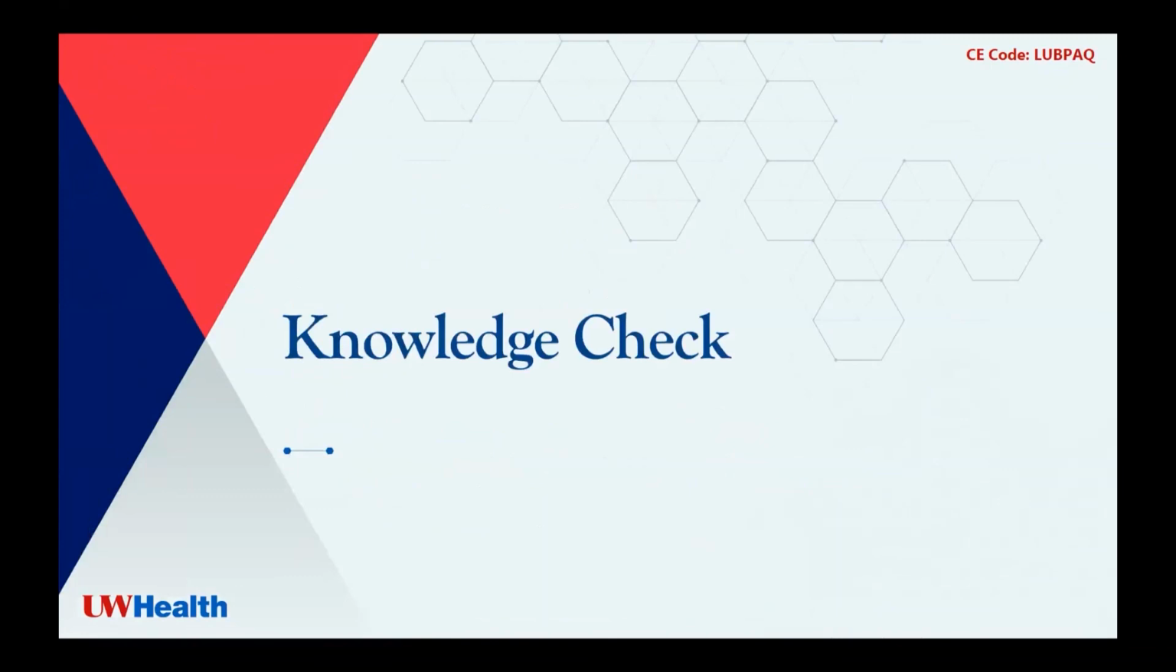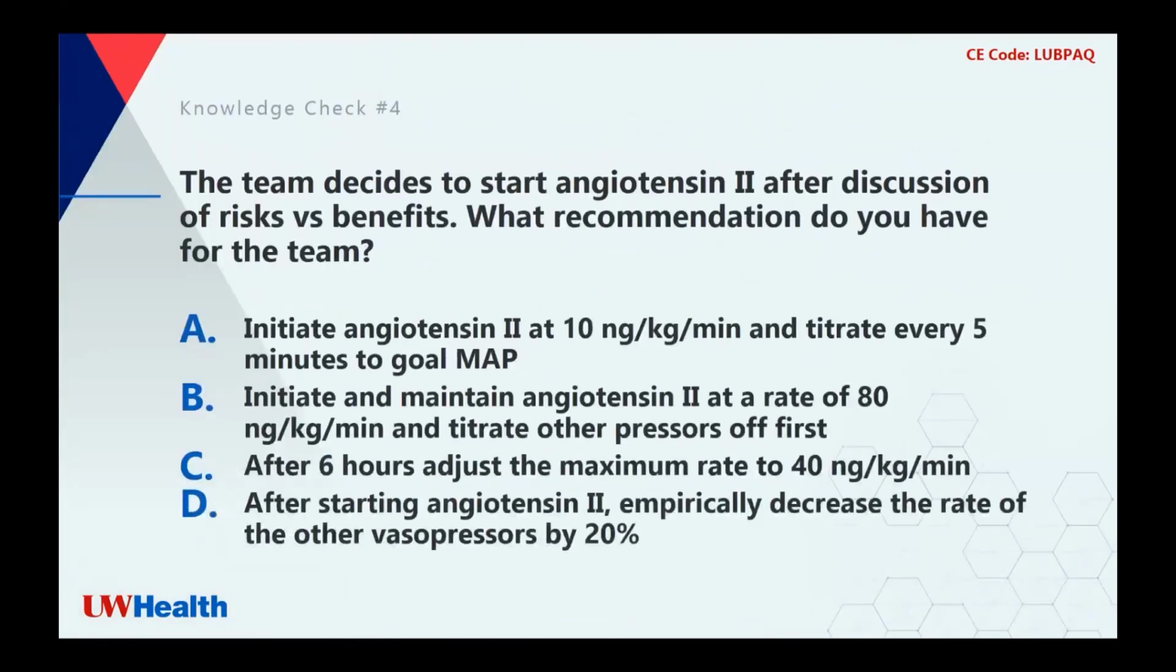All right, let's close out with a knowledge check to end. So our last question is, the team decides to start angiotensin II after discussion of the risks versus the benefits. What dosing recommendation do you have for them? A, we should initiate it at 10 nanograms per kilogram per minute and titrate every 5 minutes to our goal MAP. B, let's initiate it at a rate of 80 and titrate the other pressors off first. C, after 6 hours, we should adjust the maximum rate to 40 nanograms per kilogram per minute. Or D, after starting angiotensin II, we should empirically decrease the rate of other pressors by 20%.